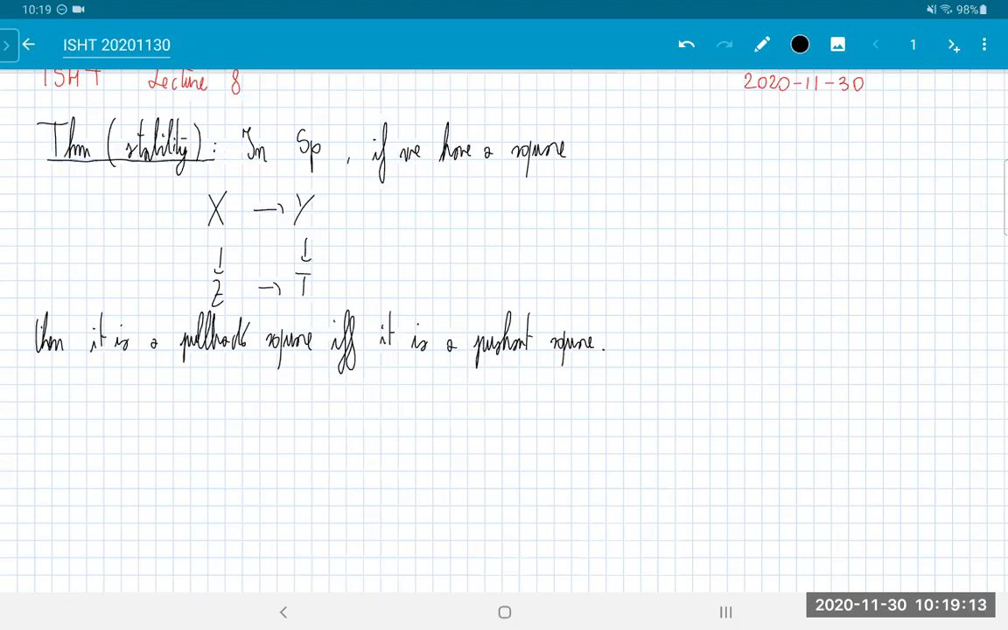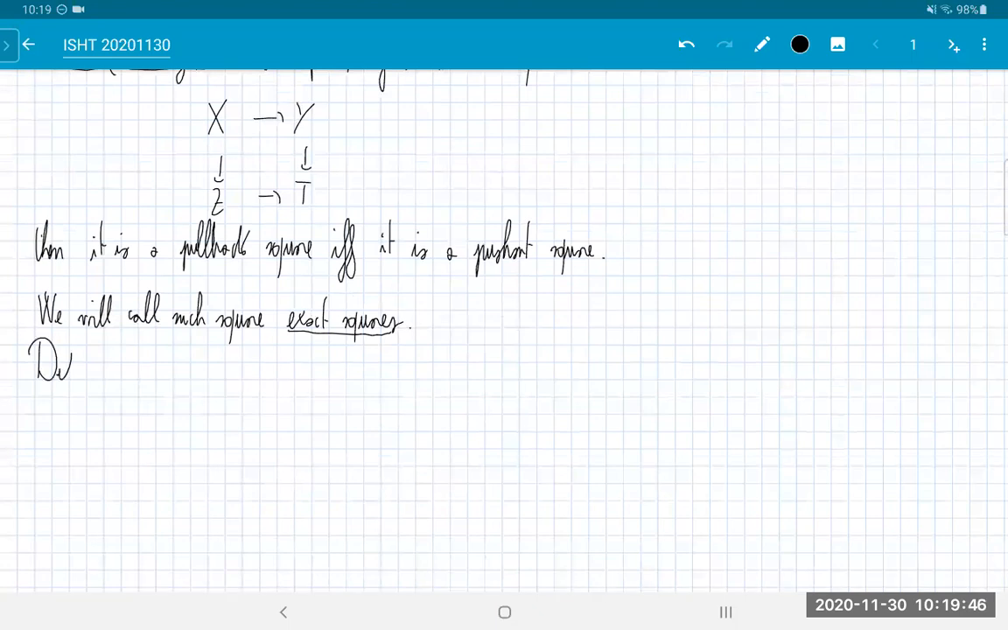We will call such squares exact squares. And so sometimes I might say pullback or pushout if the situation makes it seem more natural, but I'll try to use exact squares in general. And let me throw at you a small piece of terminology.